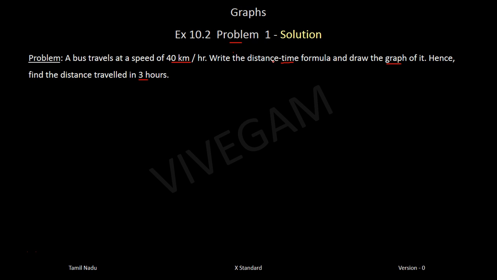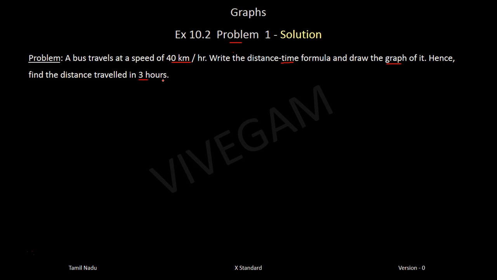So what is our distance time formula? The distance equals speed into time, and the speed is given as 40 km per hour, and they were asking us to draw a graph of it. And from the graph you have to find out the distance traveled in 3 hours. You can very easily say 40 kilometers per hour, so 3 hours means 40 times 3, so 120 kilometers. But you'll have to draw a graph and then do that.